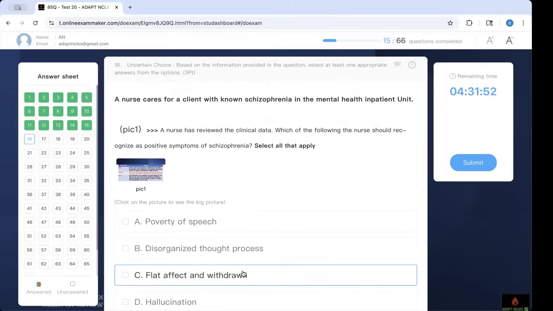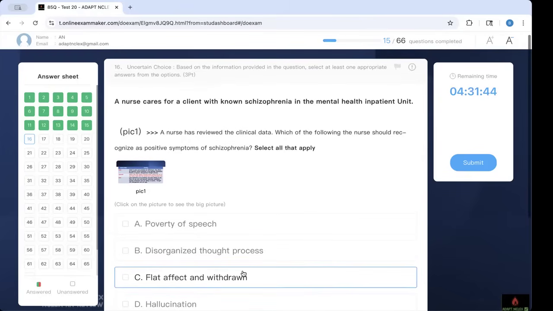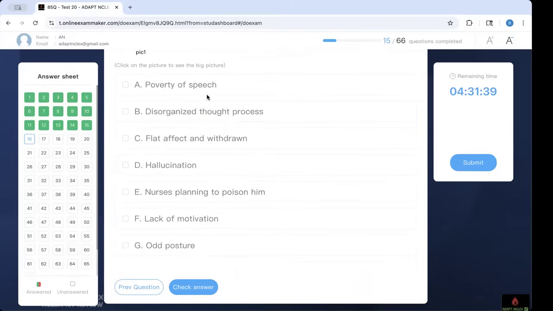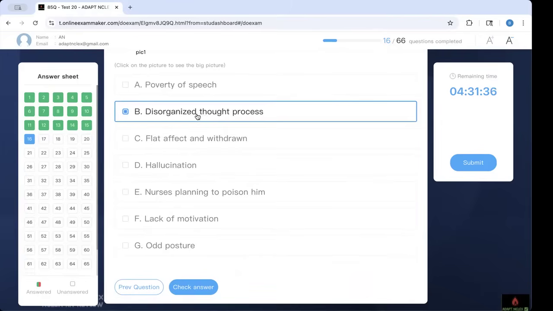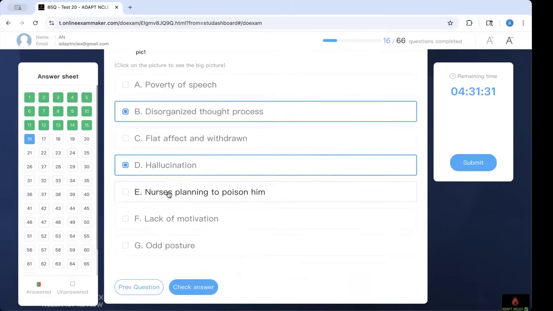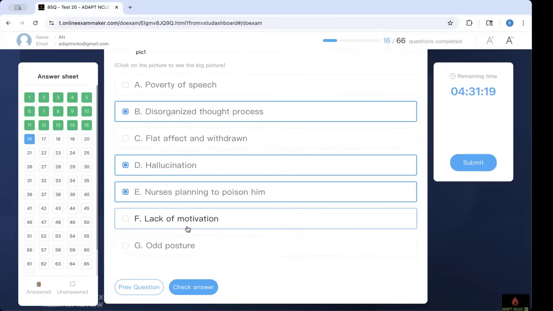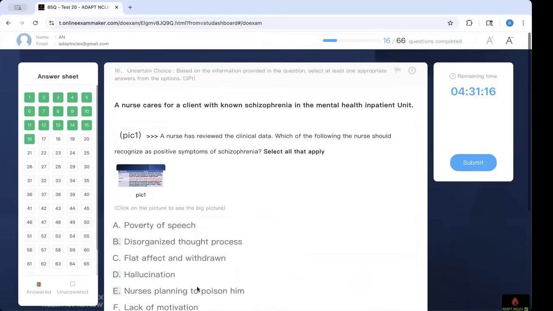Positive symptoms and the symptoms we used to diagnose. That means you're adding things to whatever is going on. Addition, right? If I'm adding things to things, what do you think? Poverty of speech, I'm subtracting, right? Disorganized thought, I'm adding. Flat affect, I'm subtracting. Hallucination, I'm adding things. Nurses planning to poison me, I'm coming up with things, I'm adding. Lack of motivation, I'm subtracting. Those are negative. Odd posture, negative. So this is the way you can remember positive and negative symptoms.